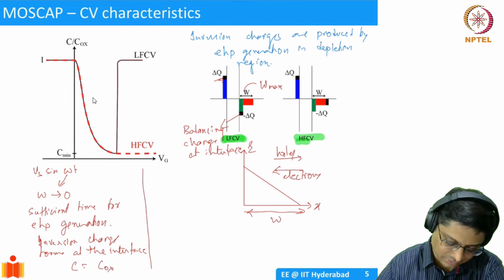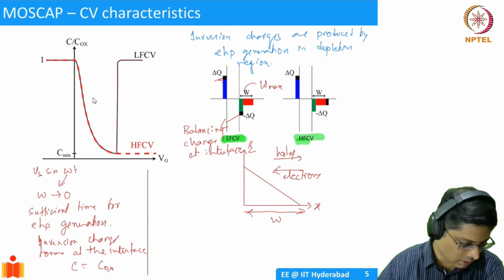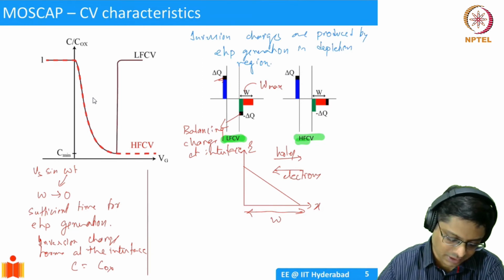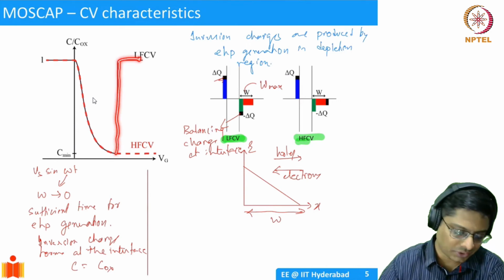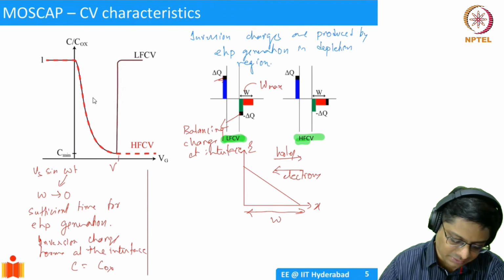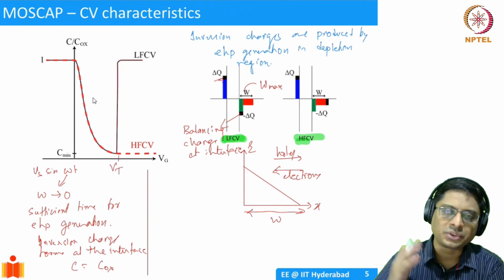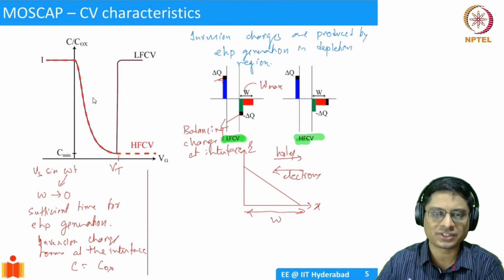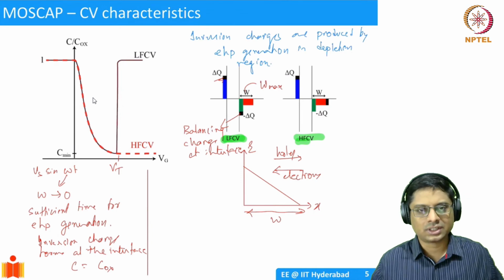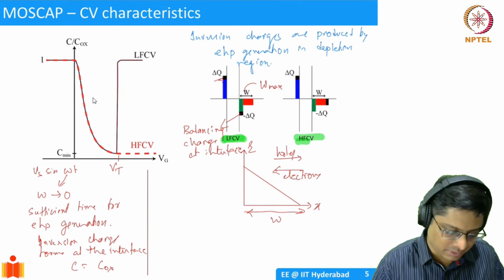And that is why, if you look at the curve here, the LFCV curve, the black curve is LFCV and it immediately goes up towards Cox once inversion forms. This point, I'll call it VT, threshold voltage. Once you hit that, you have a sufficient amount of inversion, and then whatever changes you do, it just happens at the interface and capacitance goes back up to Cox. That's why C by Cox is going to be 1.